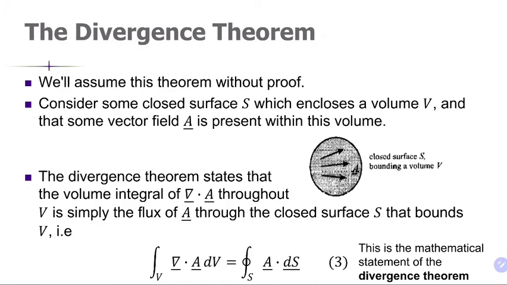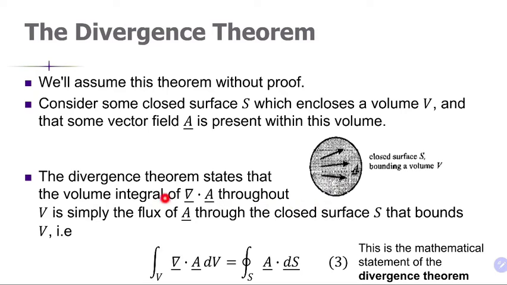Divergence theorem. So we assume this without proof. So consider some closed surface S which encloses a volume V and that some vector field A is present within this volume. We have a closed surface volume. I keep talking about bubbles. If you blow a bubble, there will be a closed surface that has a volume.